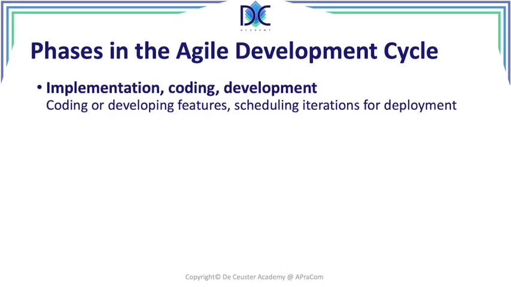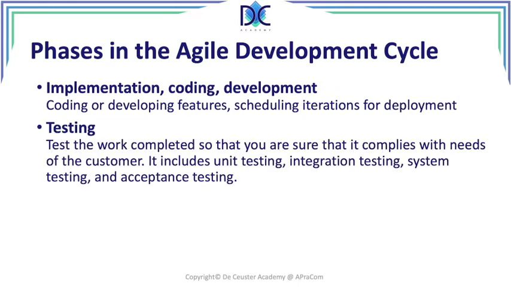The next step or phase is the implementation, coding, and development. Coding or developing features have to be completed. We have to schedule iterations for deployment because every time we want to have a working product.